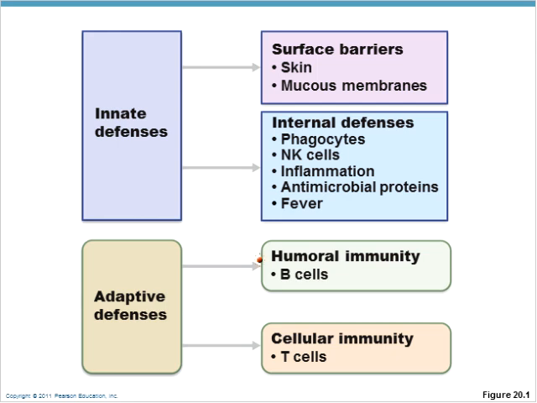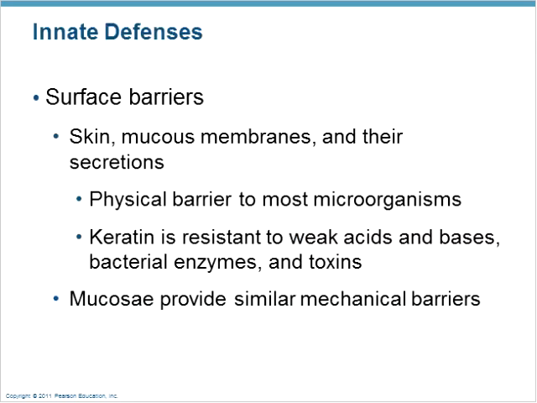Adaptive defenses have a humoral and a cellular response. Humoral refers to B cells, and B cells produce antibodies. So an antibody response is a humoral response. T cells are cells that don't produce antibodies, but they create cellular immunity. We'll talk a lot more about T and B cells in later slides.